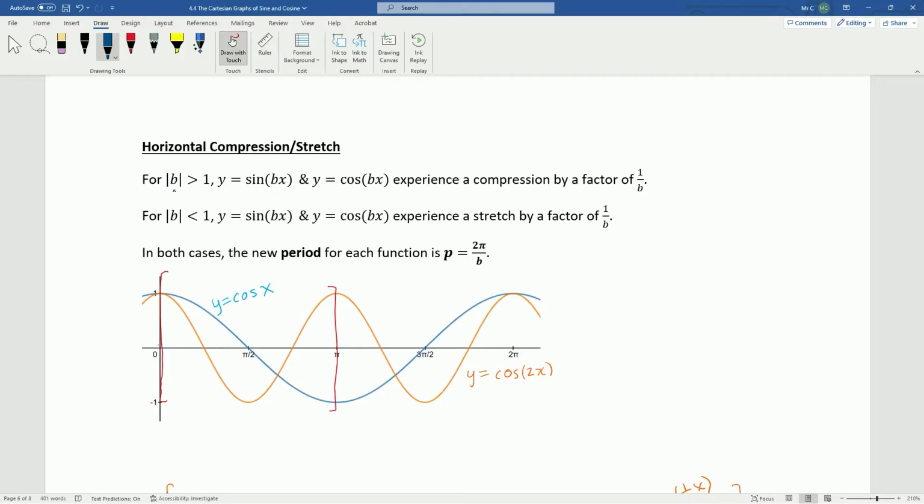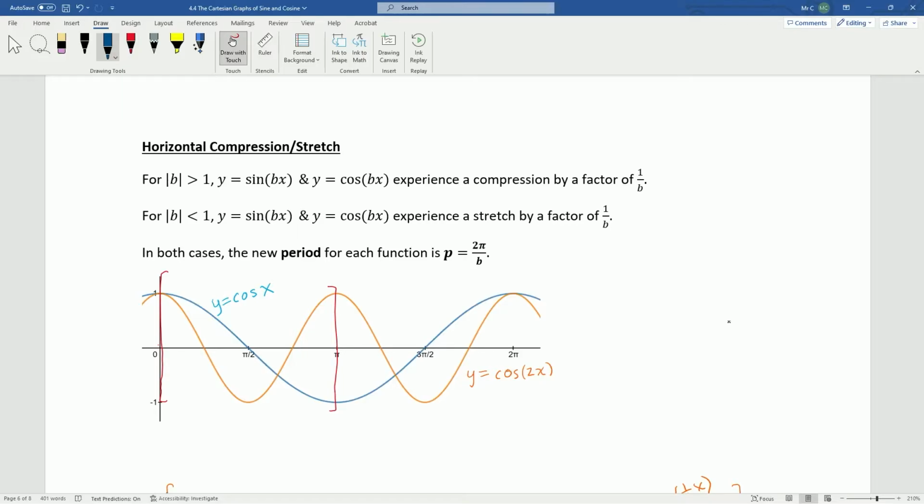So if the absolute value of b is greater than 1, then we say sine of bx experiences compression by a factor of 1 over b. And if the absolute value of b is less than 1, sine of bx and cosine of bx experience a stretch by a factor of 1 over b. So in both cases, the new period for each function is p equals 2 pi over b.